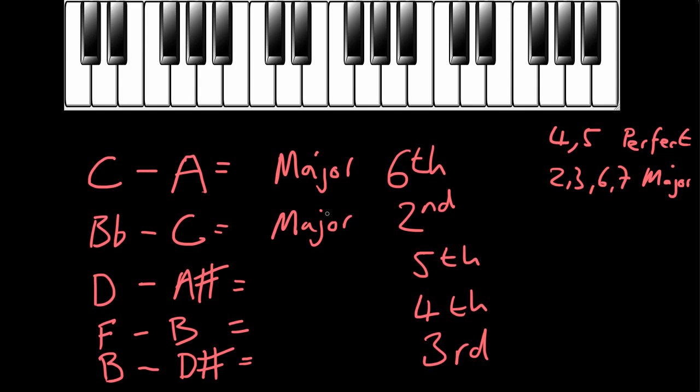It gets a little bit more difficult with this next one because we're dealing with D to A sharp. We've already worked out that we're dealing with some kind of fifth. Now, if this fifth was to be a perfect fifth, we'd expect the second note of the interval to belong to the D major scale. Now let's see if it does. Here's D major. And we'll notice that actually there's no A sharp in this scale.